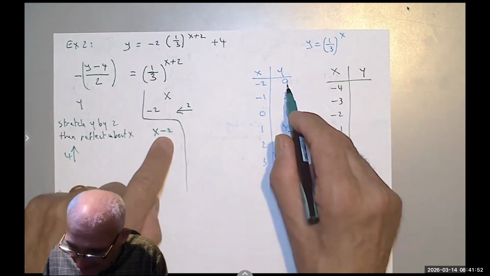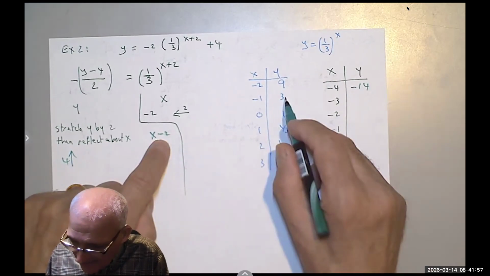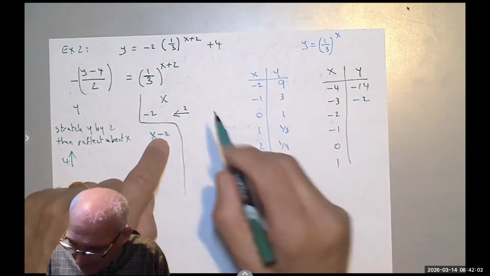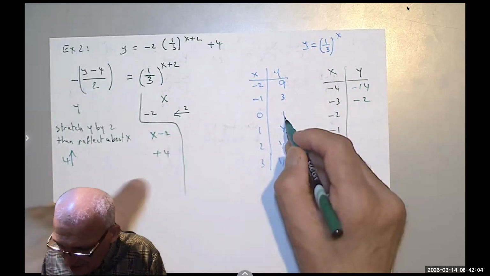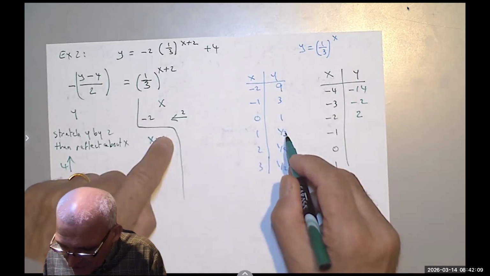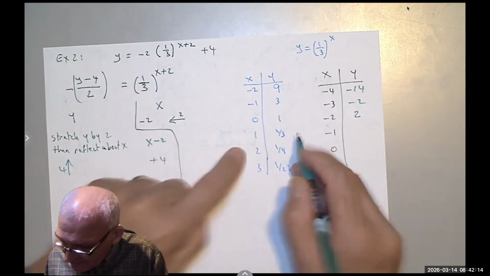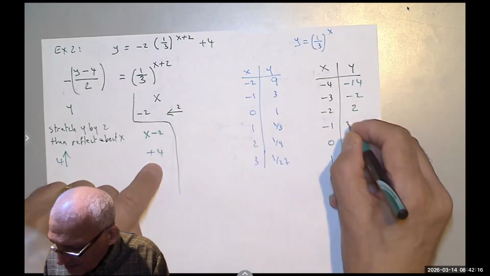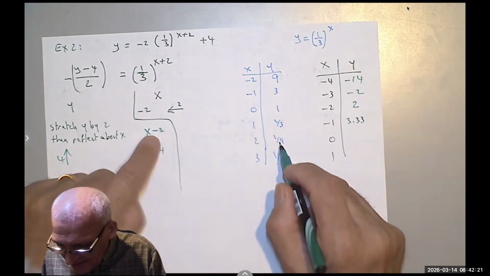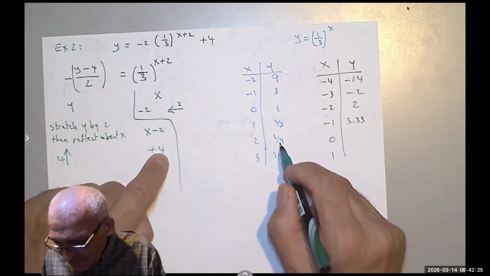Multiply by -2 is -18, plus 4 is -14. Multiply by -2 is -6, plus 4 is -2. Multiply by -2 is -2, plus 4 is +2. By -2 is -2/3, plus 4 is 12/3, so -2/3 plus 12/3 is 10/3, or 3.33. By -2 is -2/9, plus 4, which is 36/9, is 34/9.